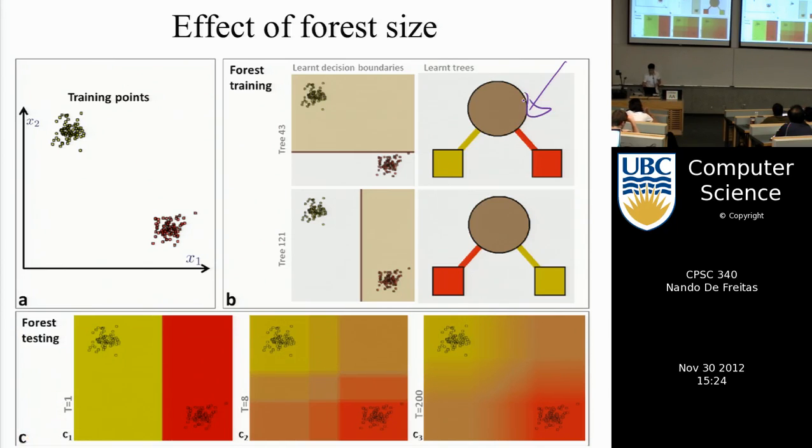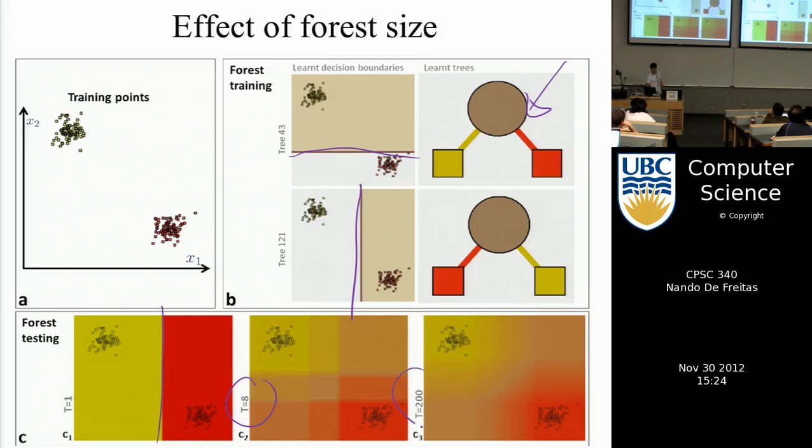This is my first tree. This tree puts a decision boundary here. And this other tree puts a decision boundary here. If I only use one tree, my decision boundary could be something like this. So one class is red, one class is blue. But if I use 8 trees, I start getting also shaded sort of comfort.